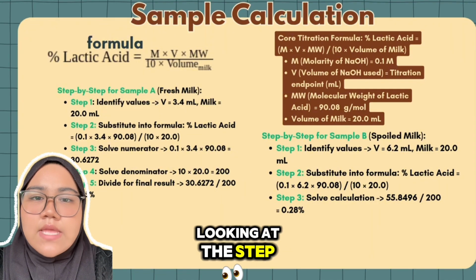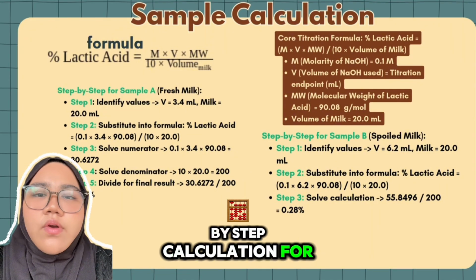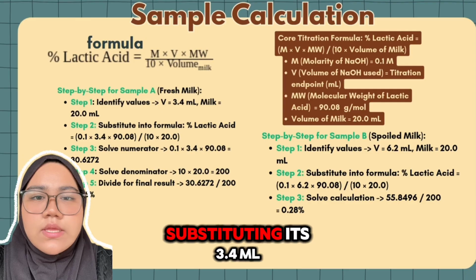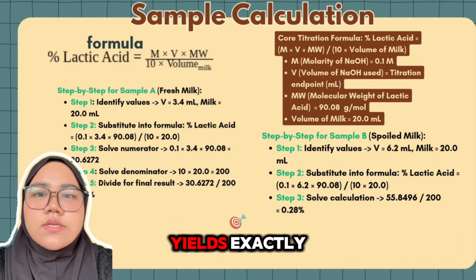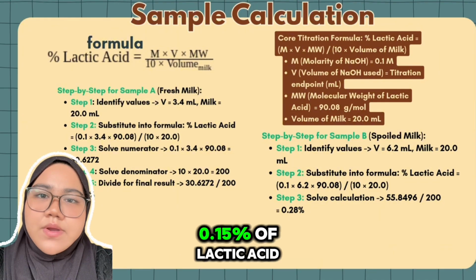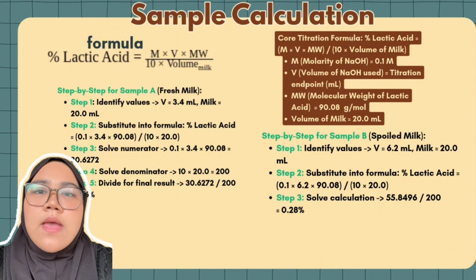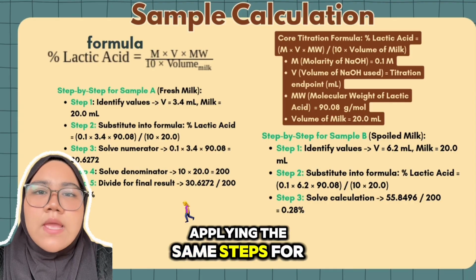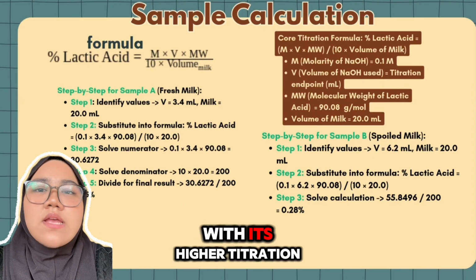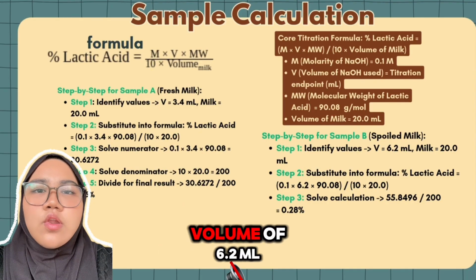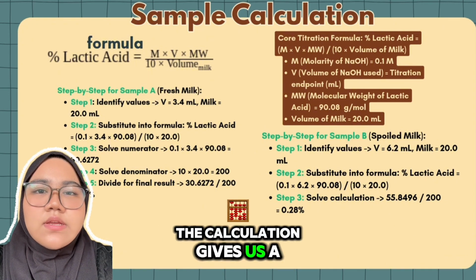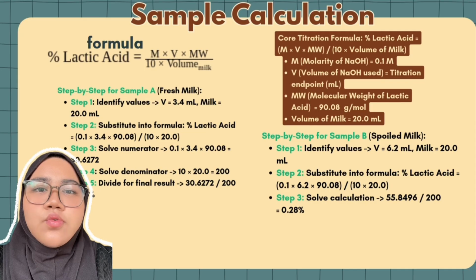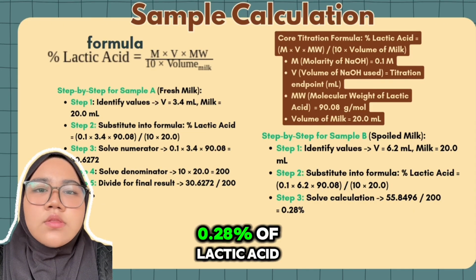Looking at the step-by-step calculation for sample A, substituting its 3.4 ml titration volume into the equation yields exactly 0.15% of lactic acid. Applying the same steps for sample B with its higher titration volume of 6.2 ml, the calculation gives us a result of 0.28% of lactic acid.